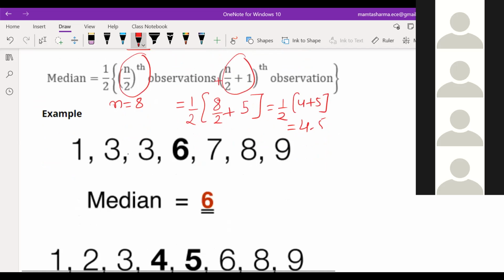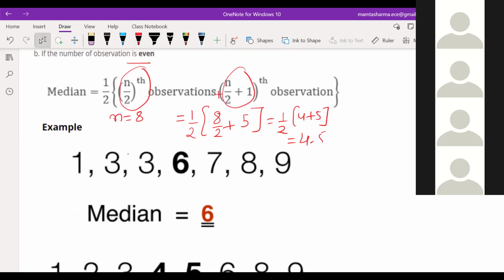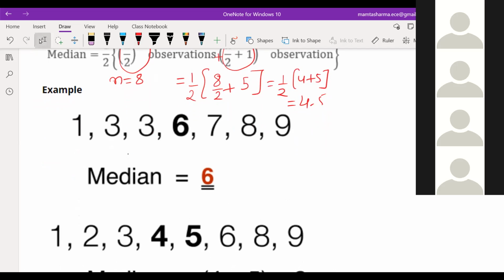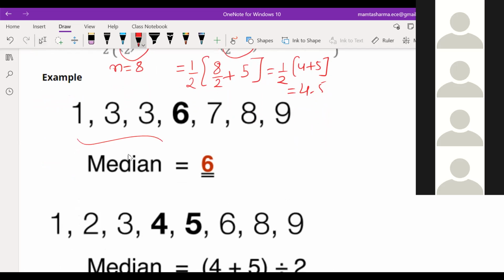Or, in simple terms, you can cut from both the sides and look at which numbers are in the middle. If there are two numbers in the middle, you can add them and divide by 2. You take the average and then that will be the median. You start cutting from both the sides, one and one, cut in pairs.